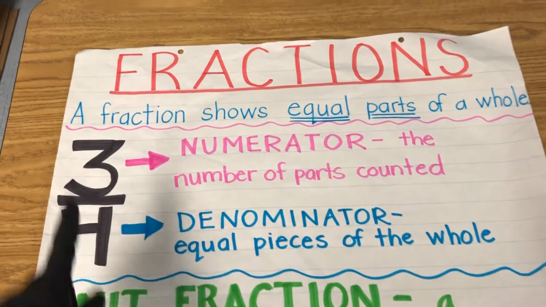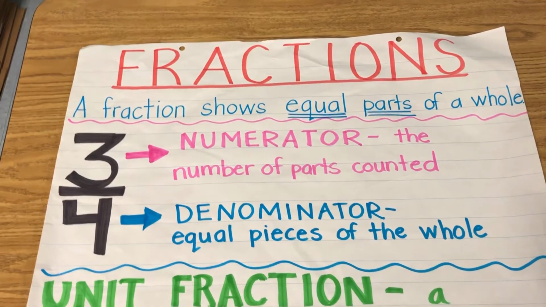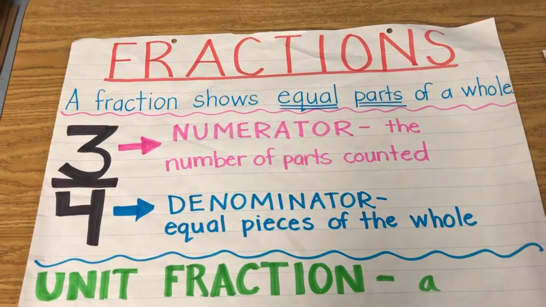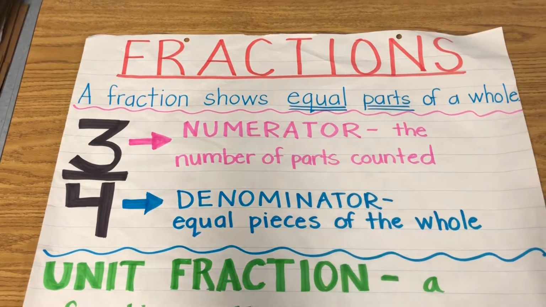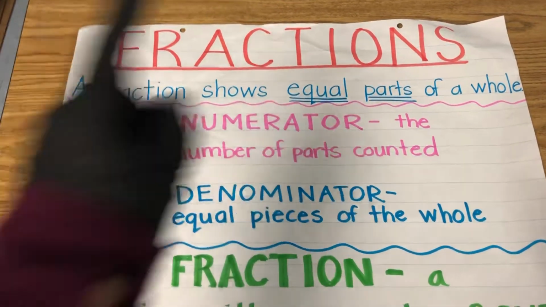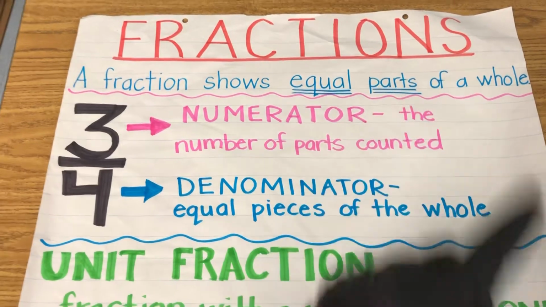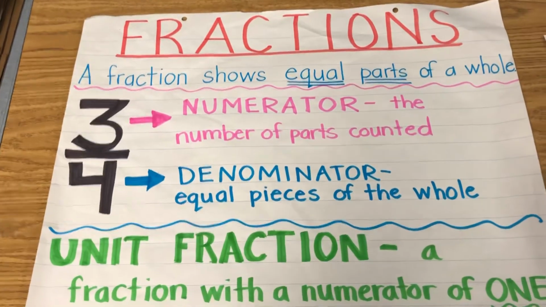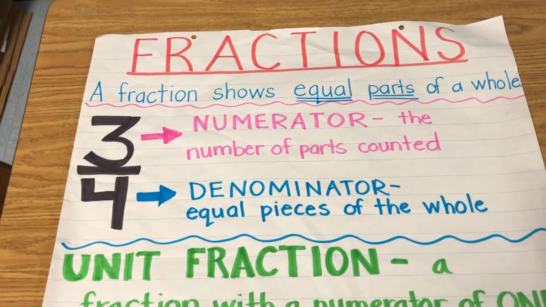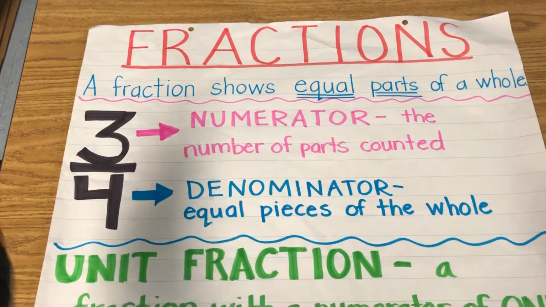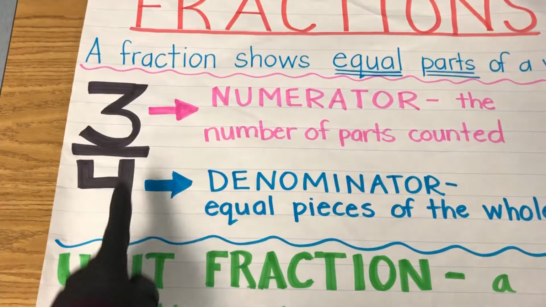Okay, a fraction shows equal parts of a whole. All right, it's not necessarily a decimal point or some tiny little piece or a crumb. It has to be equal parts. So when you're separating out a shape into parts, make sure that they are equal to make a fraction. When we look at a fraction, it usually looks like this.